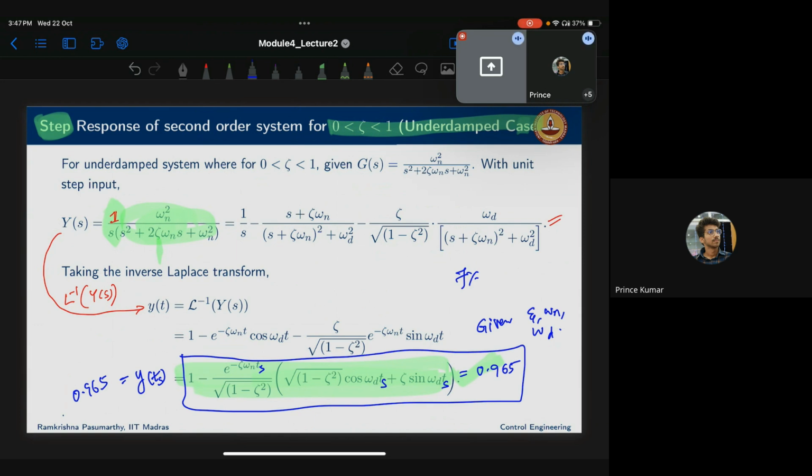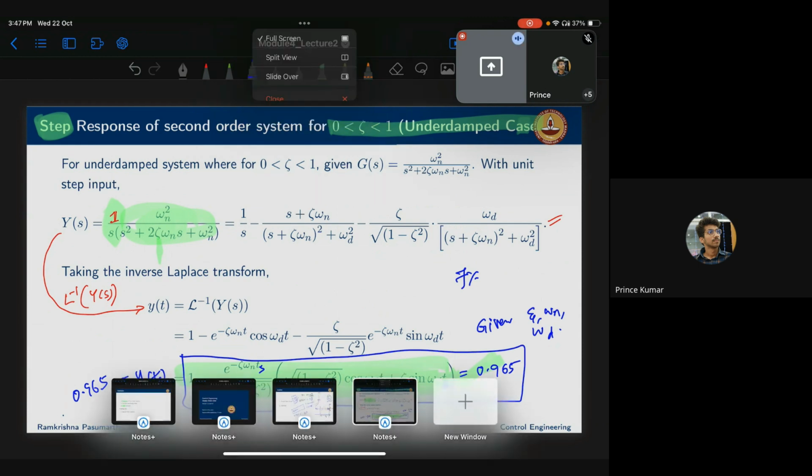It depends, but the standard we study in the course is 2%, 5% for general second order systems. I hope this is clear.